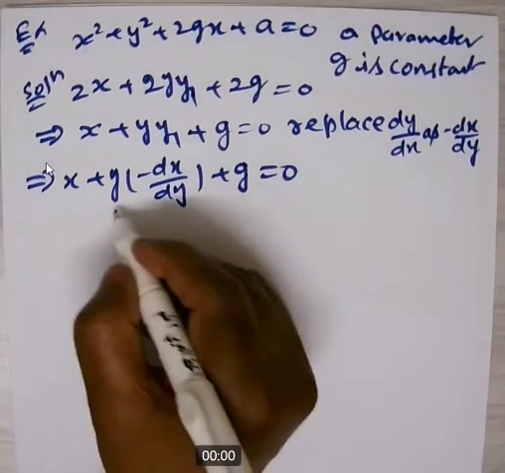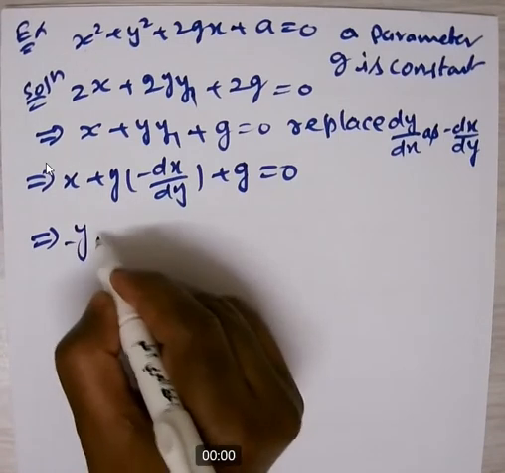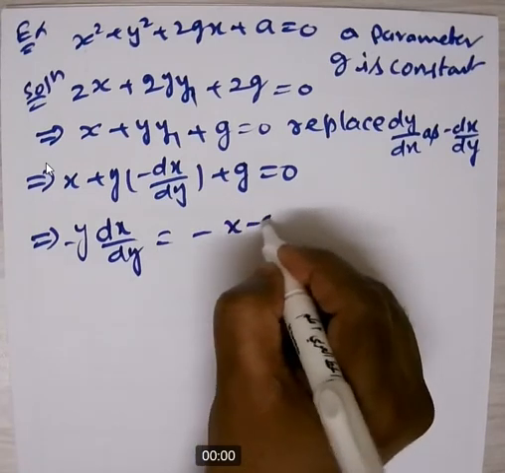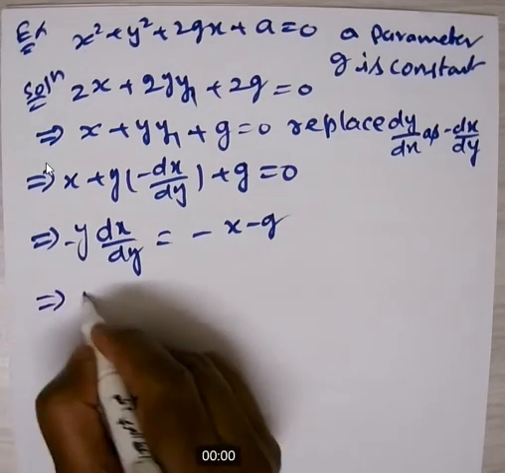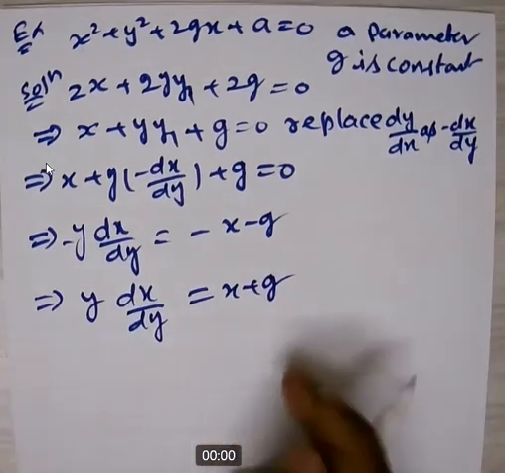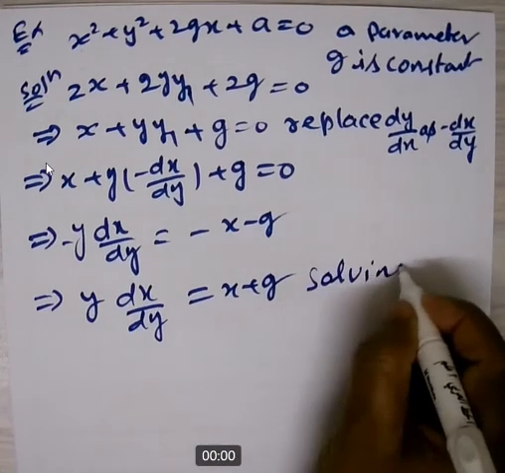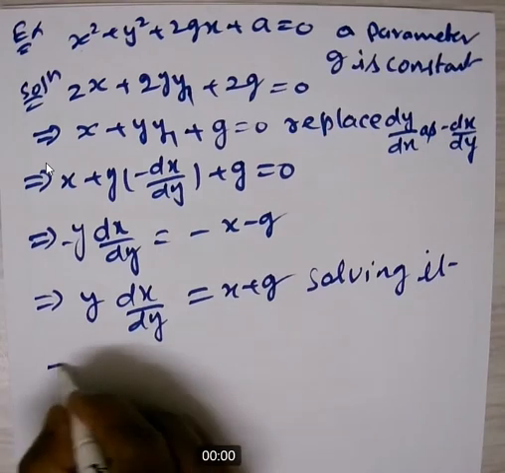Now solve it. We can write y times minus dx/dy equals minus x minus g, or multiplying by minus, it becomes y dx/dy equals x plus g. Remember that g is a constant. Now solve it. So how can I solve? Just use the variable separable method.